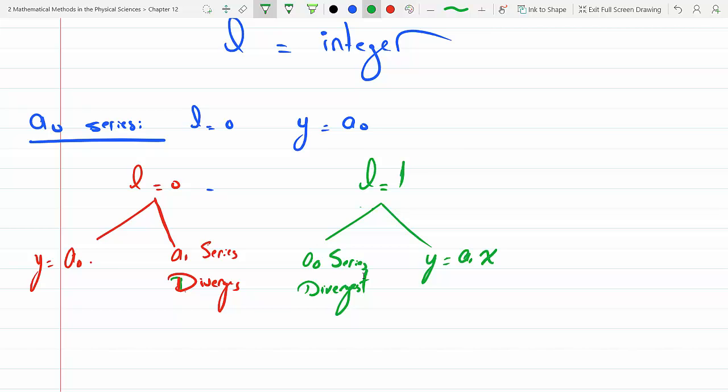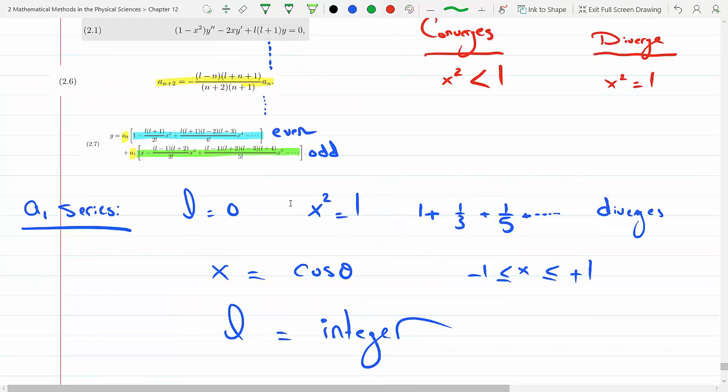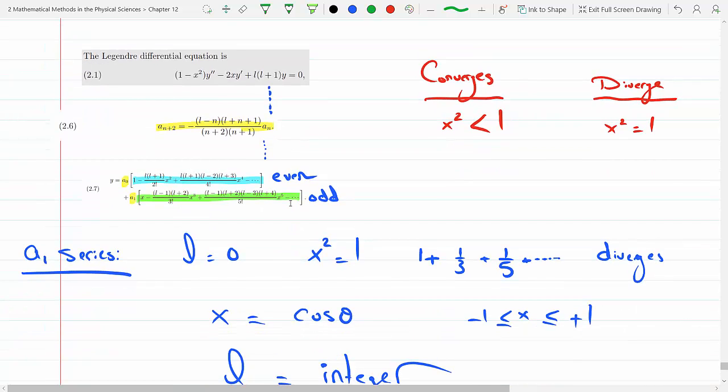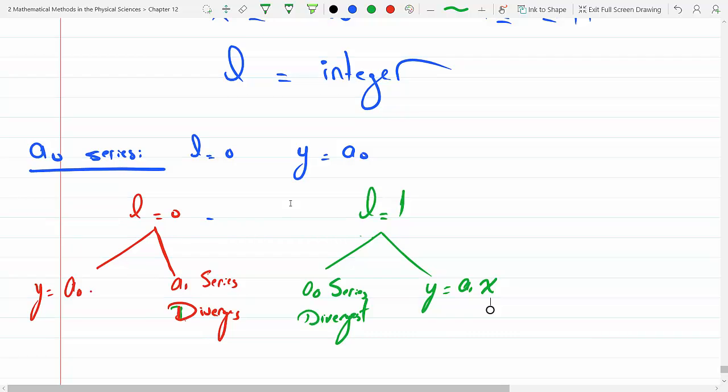One second. Okay, so if the value of a0 or a1 in each polynomial is selected such that... yeah, so I was saying, for L equals 0, one of them converges, the other diverges. For L equal 1, vice versa. Let's just take L equal 2 just for illustration.